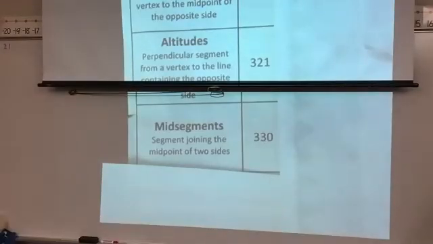So midsegments are segments that are joining the midpoints of two sides. We're still looking at triangles here, but now we are connecting the midpoints of two of the sides. And we're on page 330 here.